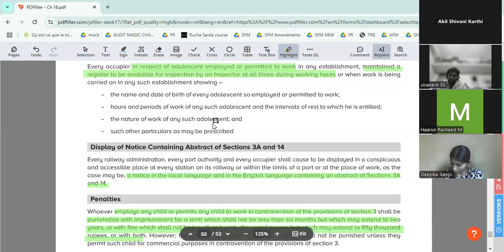Okay, so every railway administration, every port authority, and every occupier shall cause to be displayed in a conspicuous and accessible place at every station of its railway within the limits of the port or at the place of work, as the case may be, a notice in local language and in English language containing an abstract of section 3A and 14.